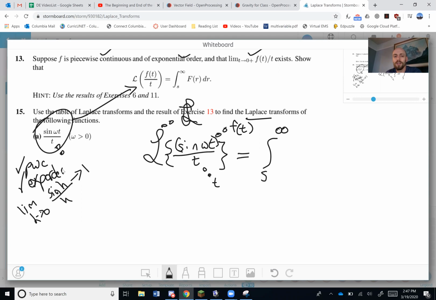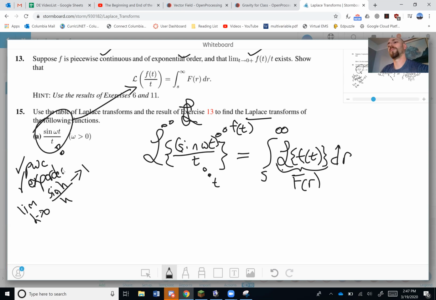and here I need capital F. But capital F is related to lowercase f in that it's the Laplace transform. So I have the Laplace transform of lowercase f of t, and then this says dr, right? So this is going to be the Laplace transform, and I'm going to put an r in instead of an s. Just because. There's no reason that it has to take you to magic S land. It can certainly take you to magic R land, and that's totally fine.